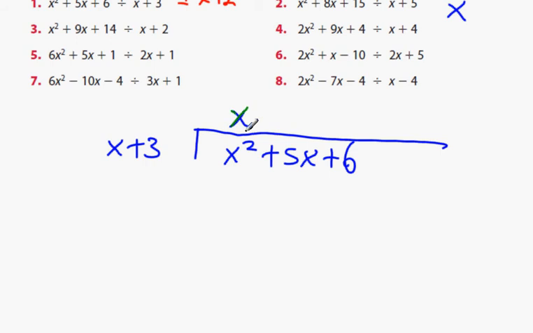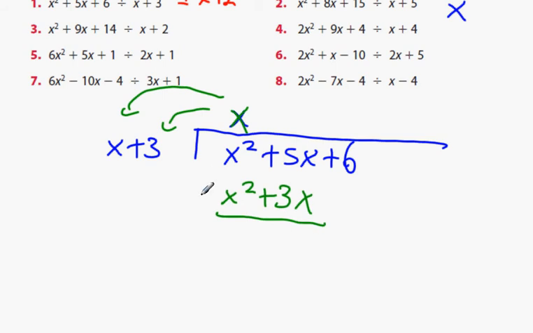X times. What do you do next? Your next step is multiply them, and what do we get? x squared minus x squared. Well, we get x squared plus 3x first, then we change it into a minus, and we get 2x plus 6. The 6 comes down. Alright?